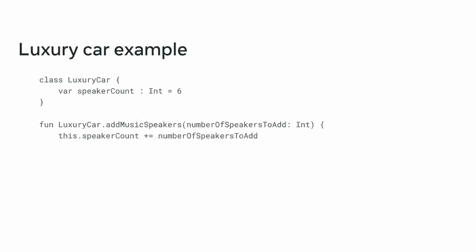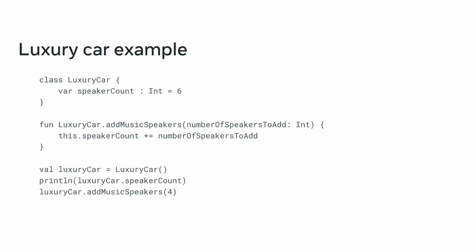Now, let's say the luxury variant has 6 music speakers, but you wish to add 4 more music speakers to improve its sound quality. Assuming you would have a class with a variable that stores the number of speakers, you would then have an extension function that shows the 4 added speakers. So now this code will print the number of speakers before and after adding the additional 4 speakers to the luxury car variant. It will initially print 6 and then in the second line it will print 10.